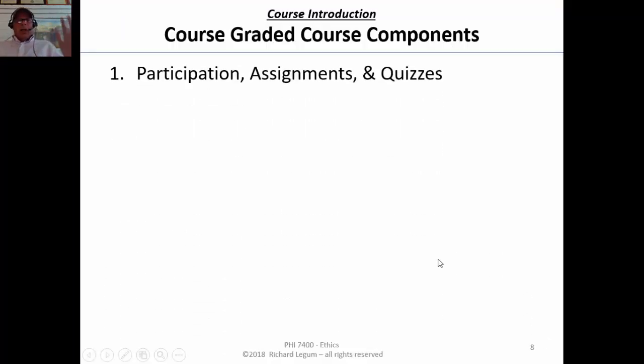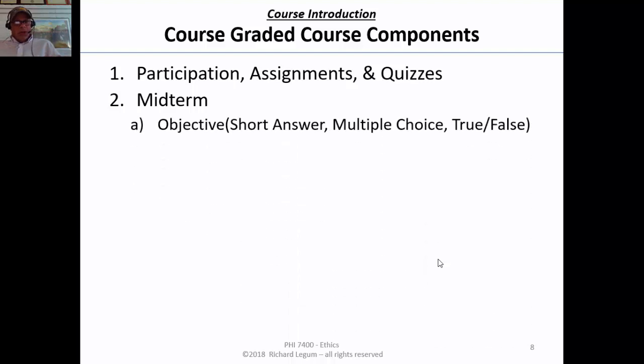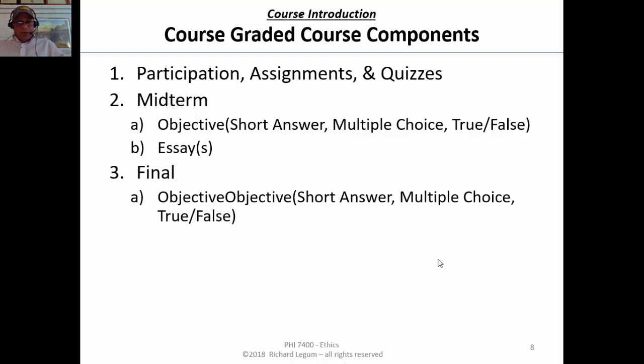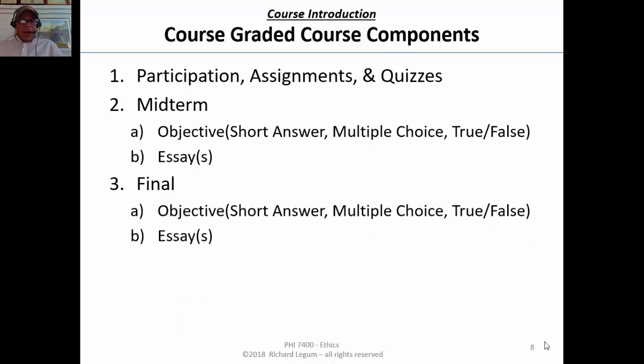Okay. The first component of your grade will be based on participation, assignments, and quizzes in class and out of class. The next part will be the midterm, which will have two parts. One is an objective, short answer, multiple choice, true-false exam. And the other is an essay or a group of essays that you'll be doing. The next part is a final exam, which will have an objective part and an essay or a few essays.